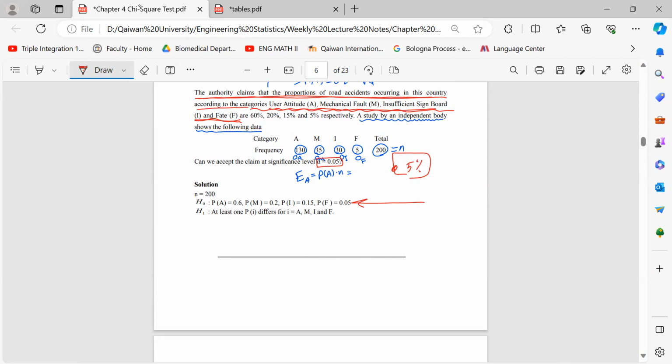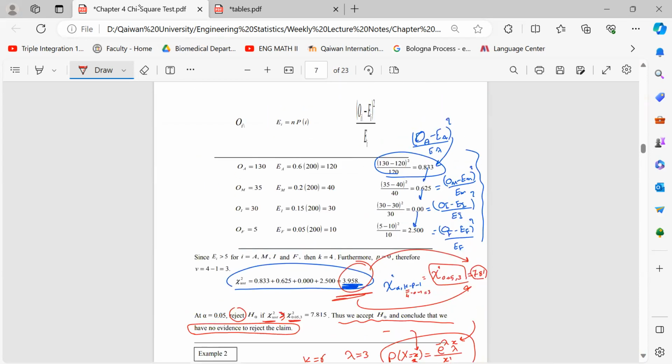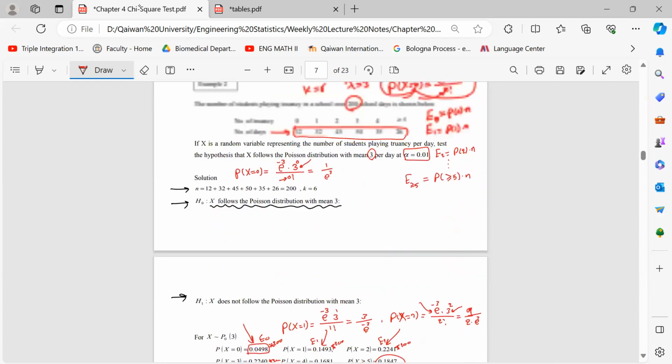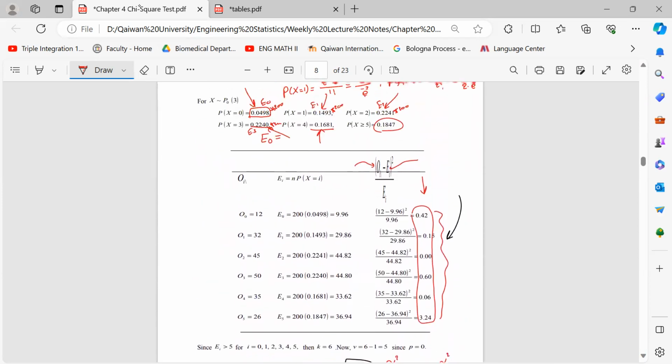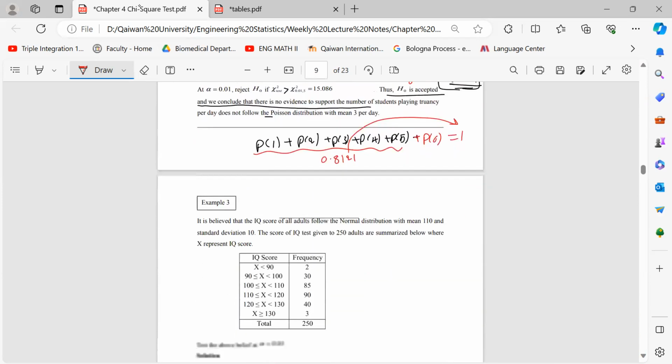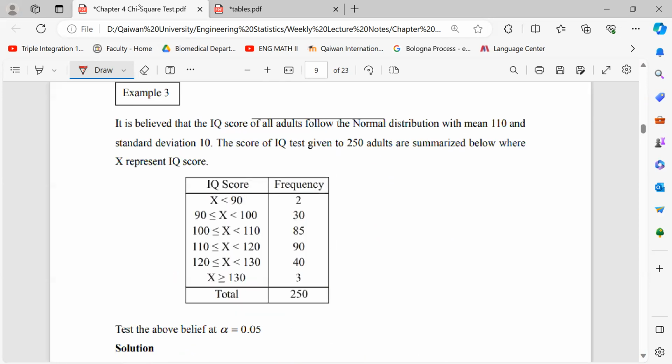H1, if you know what H naught is, H1 is easy to write down. It's opposite to H naught. Then make the table. That's it, and even for this example it's the same. You have this example.